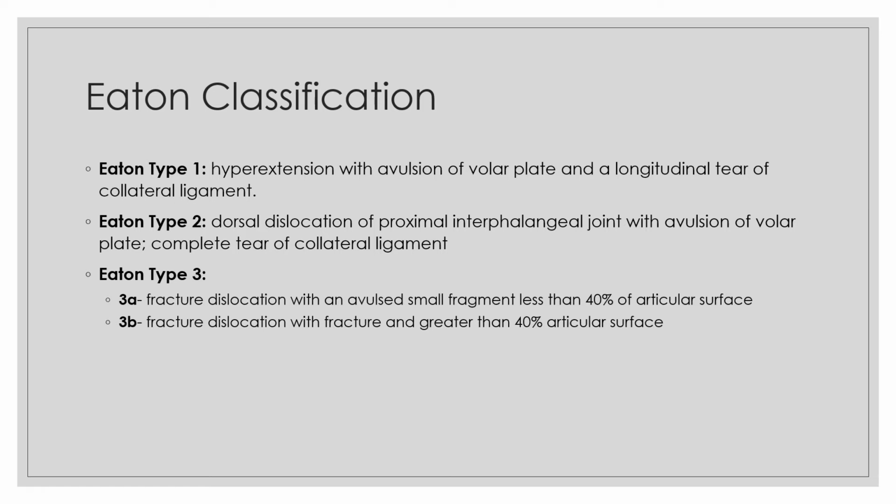Then there's Eaton type 3, which has two parts. The first part is 3A, which is a fracture dislocation with an avulsed small fragment less than 40% of the articular surface. 3B is exactly like 3A, except there's a greater than 40% articular surface.